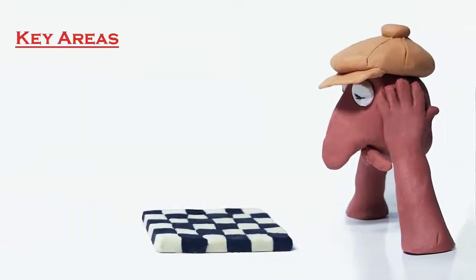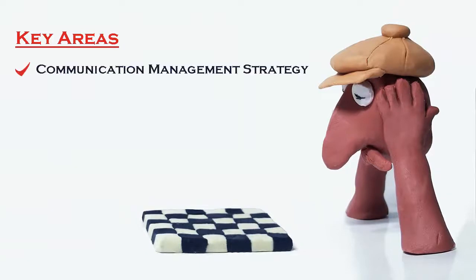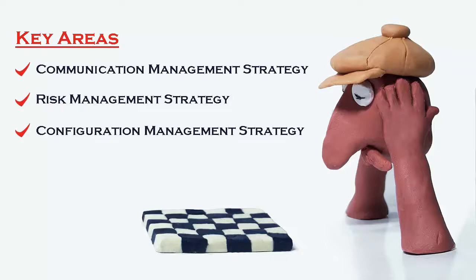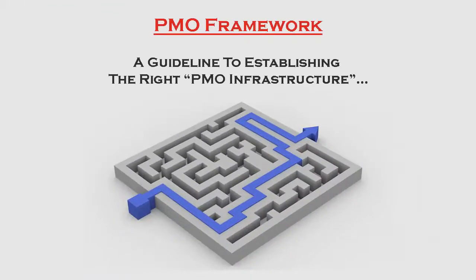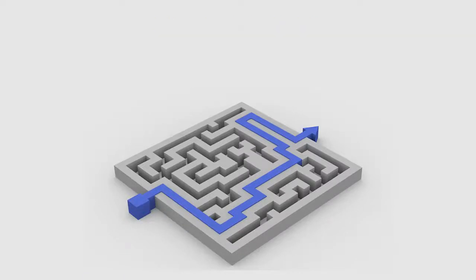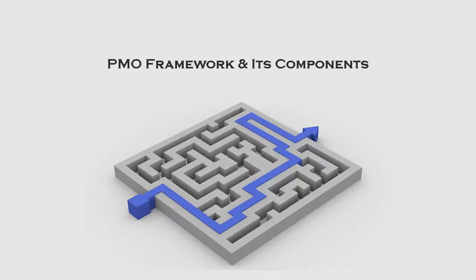The key areas that we would be stressing on are communication management strategy, risk management strategy, configuration management strategy, and quality management strategy. A PMO framework is a guideline to establishing the right PMO infrastructure across an organization. In this video, we will be seeing in detail about the PMO framework and the various components of a PMO framework.